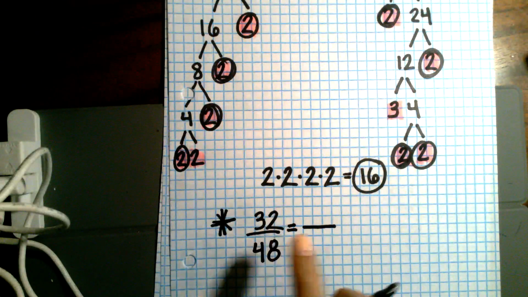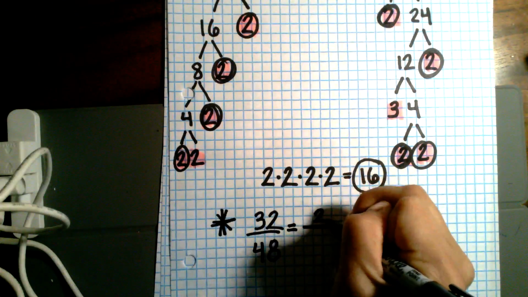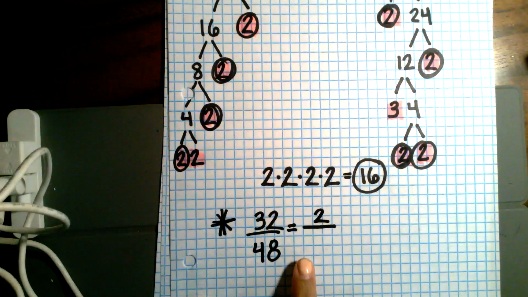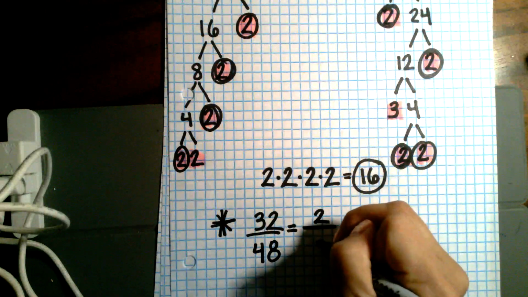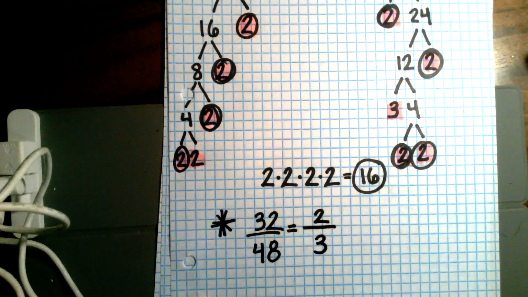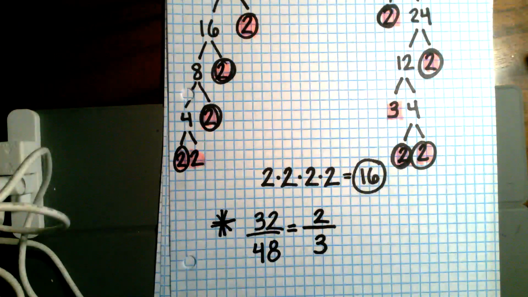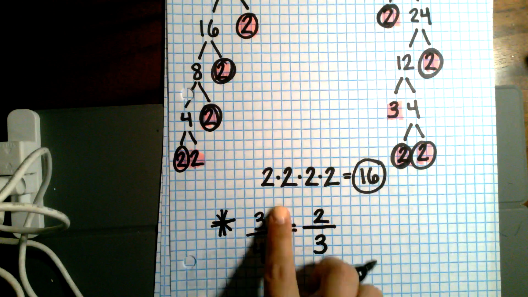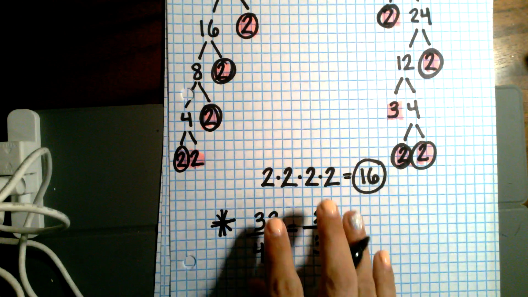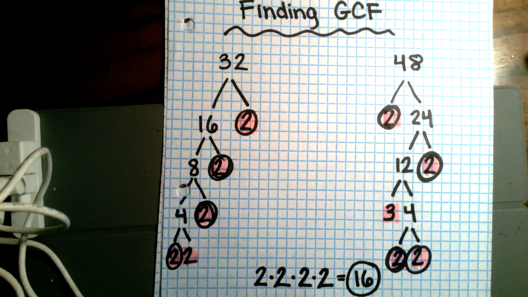16 goes into 32 twice. 16 goes into 48 3 times. And I'm done. That would be the simplified version of this. So greatest common factors are super helpful when you're simplifying, especially those larger values. But the main point of this was how to find the greatest common factor.